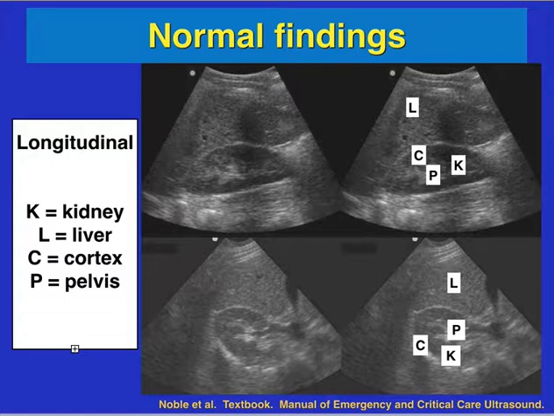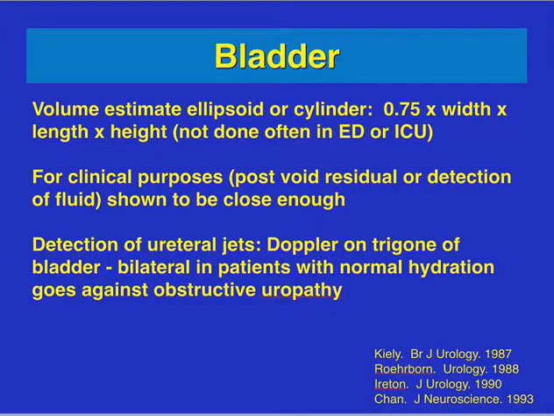Here's a slide showing the normal findings of the kidney. You can see the labels. This was reviewed a little bit in the FAST exam, where you look for fluid between the kidney and the liver spaces. And you can see here where the cortex and the pelvis are. The renal pelvis is one of the most important for you to be able to find for hydronephrosis.